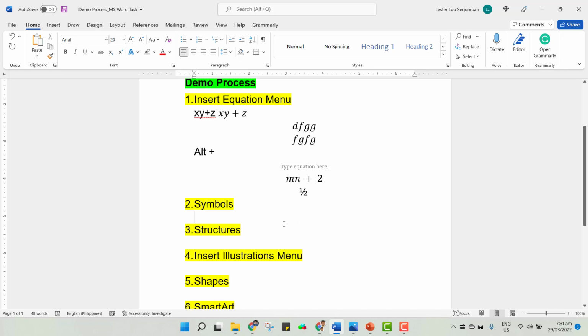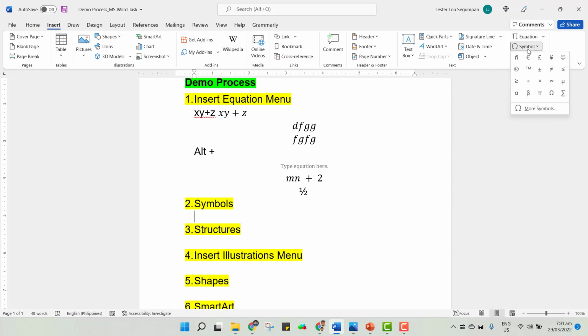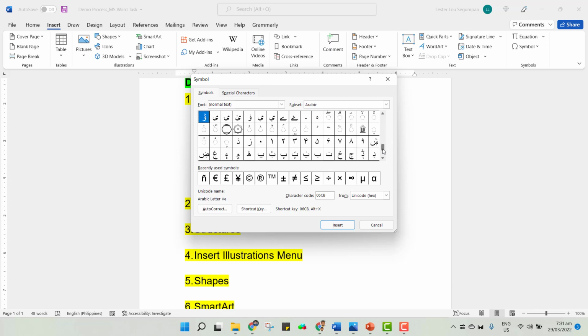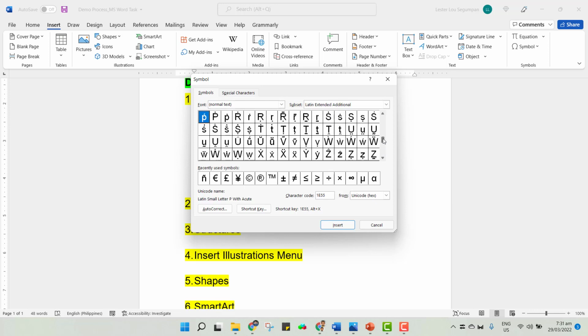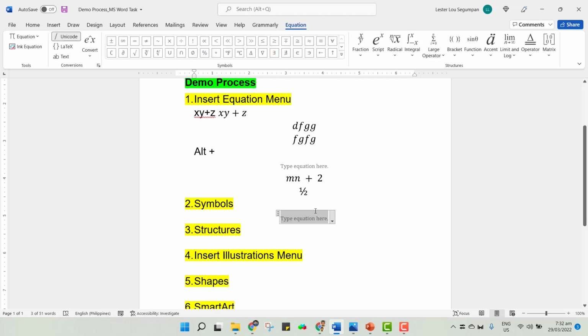The symbols could be seen if we're going to click this symbol here. You can click this more symbols, and you will see here a dialog box where many symbols can be found, even the Arabic symbols, even other forms of symbols here. If you would like to focus on mathematics symbols alone, again, Alt plus. Once this dialog box comes up, you will see an equation menu popping out here.